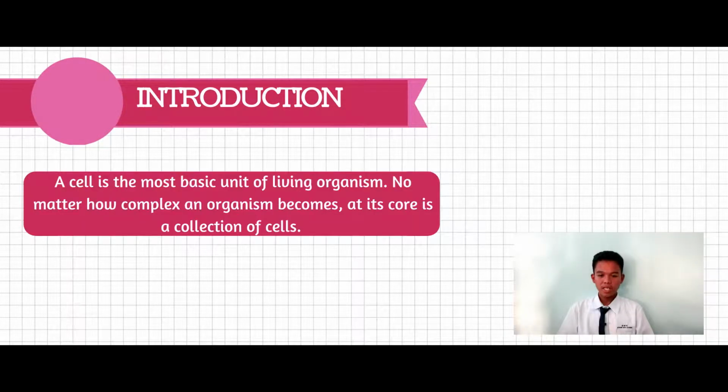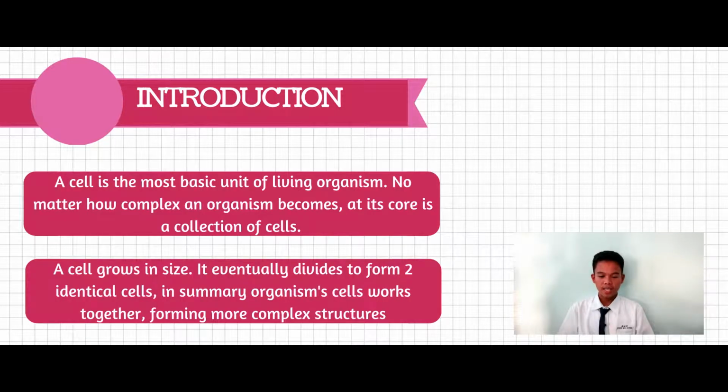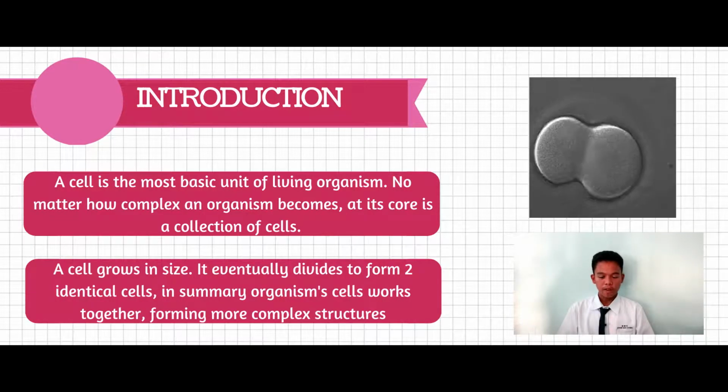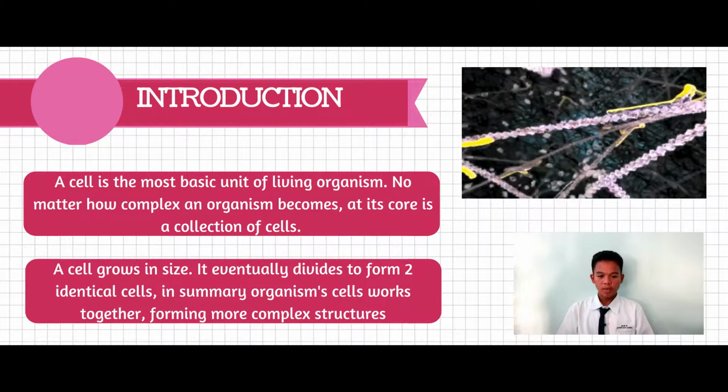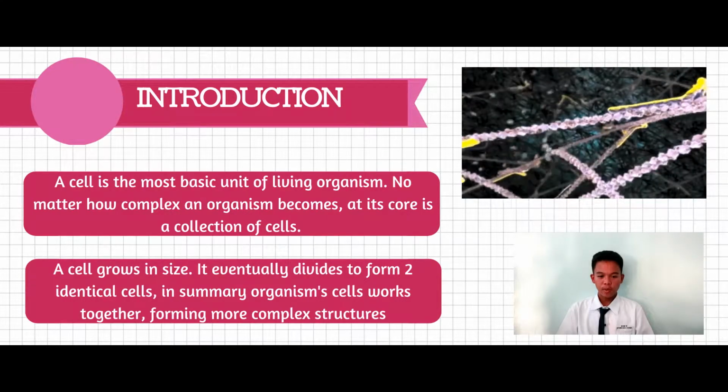Cell is the most basic unit of living organisms. No matter how complex an organism becomes, at its core is a collection of cells. A cell grows in size. It eventually divides to form two identical cells. In summary, organisms' cells work together, forming more complex structures.